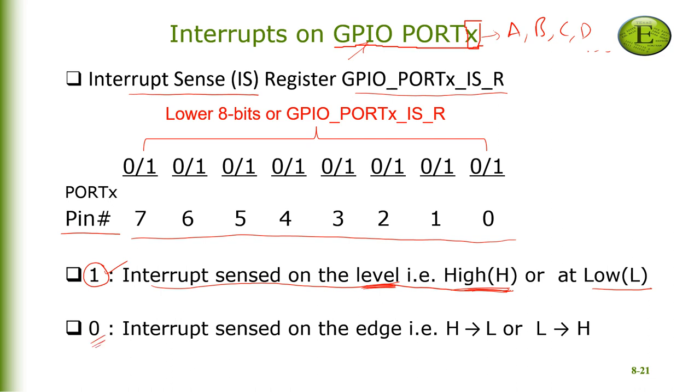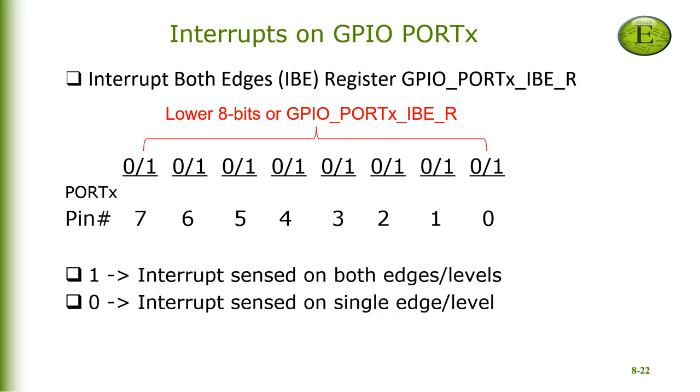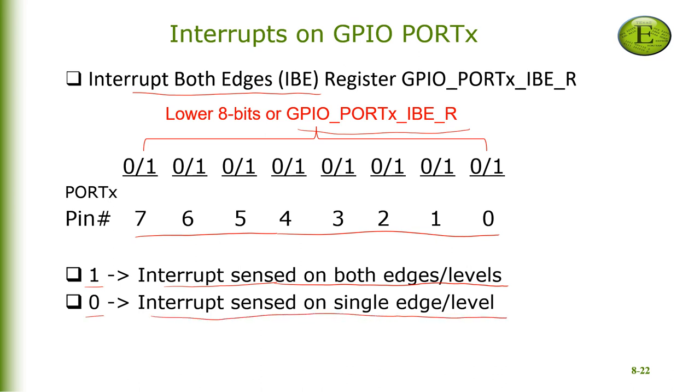However, if the bit is 0, then it means that the interrupt is sensed when there's a transition on the edge, when the voltage transitions from high to low or low to high. The next register is the interrupt both edges register, IBE. For the GPIO port X IBE register, we are interested in configuring the least significant 8 bits. 1 means the interrupt will be sensed on both edges, where the voltage level is high or low. 0 means the interrupt will be sensed on a single edge or single level.